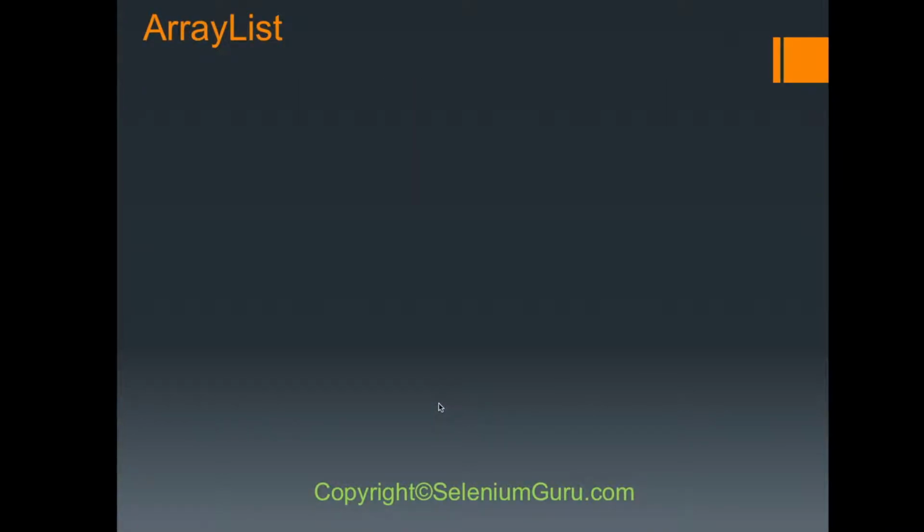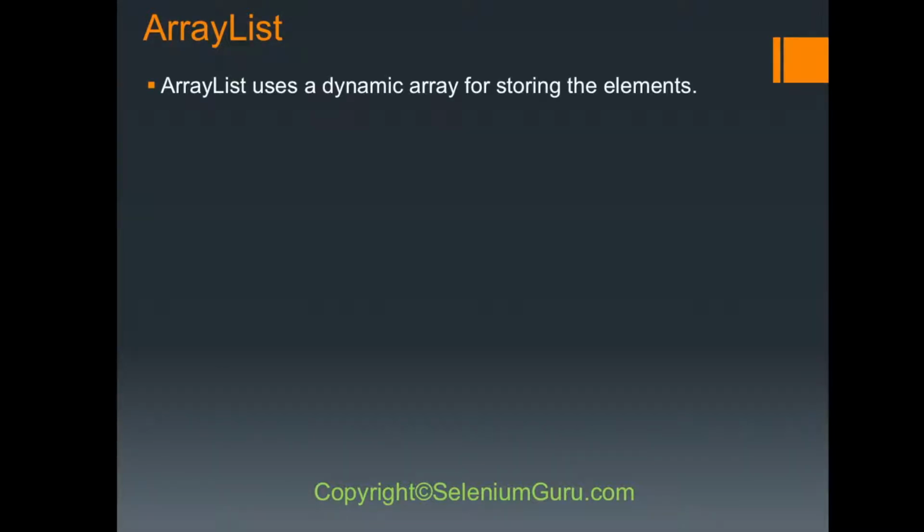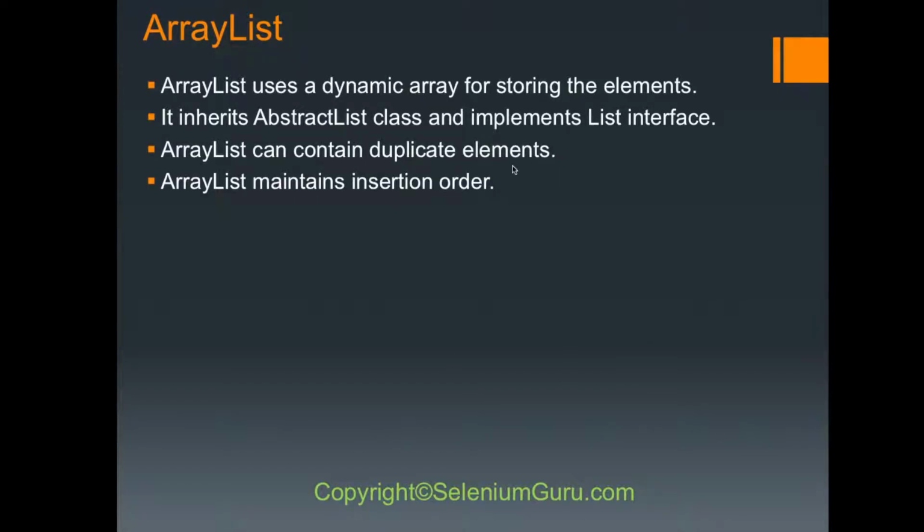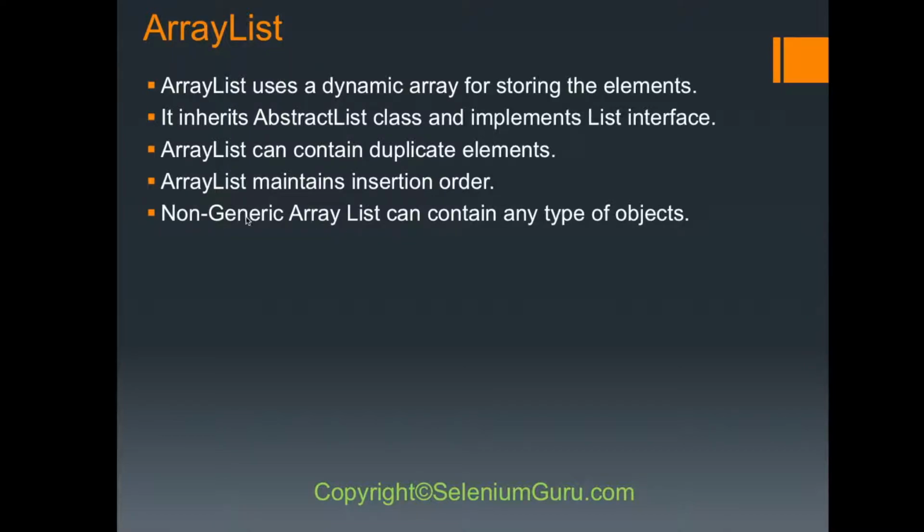Okay, so now as you know that ArrayList implements the list, let's learn about what ArrayList is. ArrayList uses a dynamic array for storing the elements, right? That's why we use ArrayList instead of an array, because ArrayList is very dynamic. It inherits the AbstractList class and implements the List interface. ArrayList can contain duplicate elements. ArrayList maintains insertion order. A non-generic ArrayList can contain any type of object.